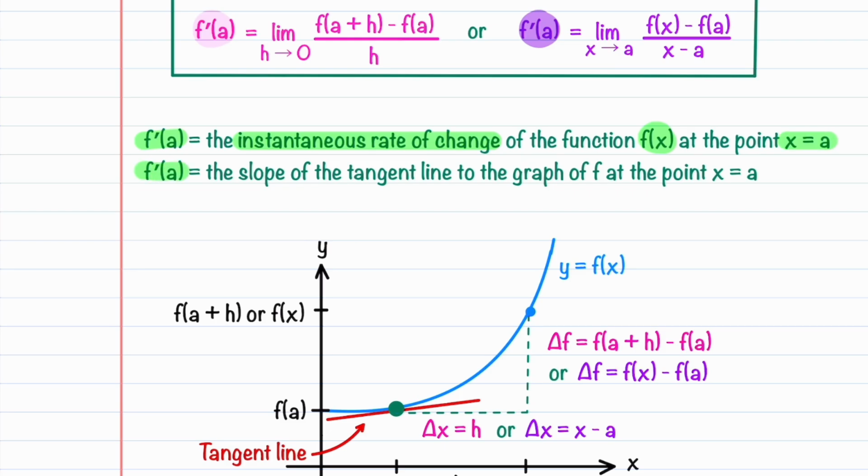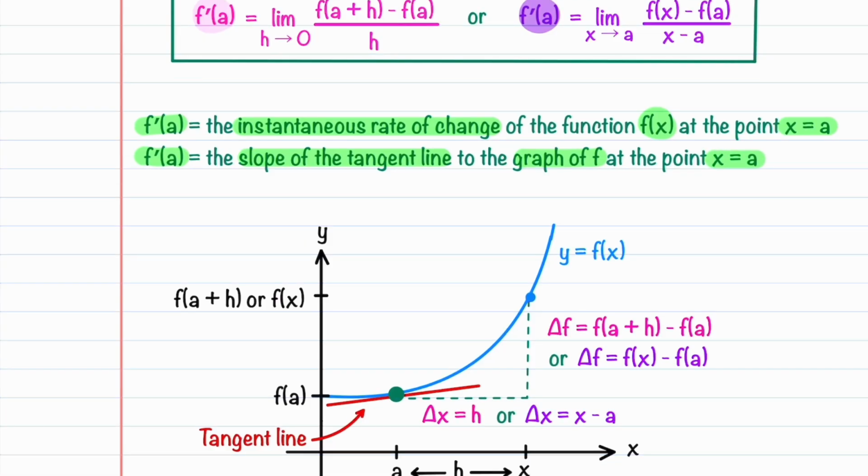It is also defined as the slope of the tangent line to the graph of f at the point x is equal to a. I've placed a graph down here so that you can see where these limit definitions come from. Let's first look at the definition in pink.